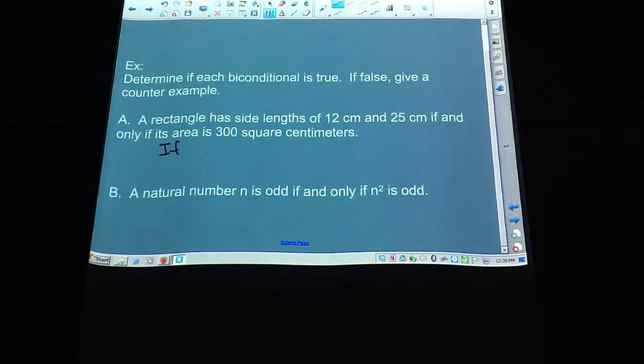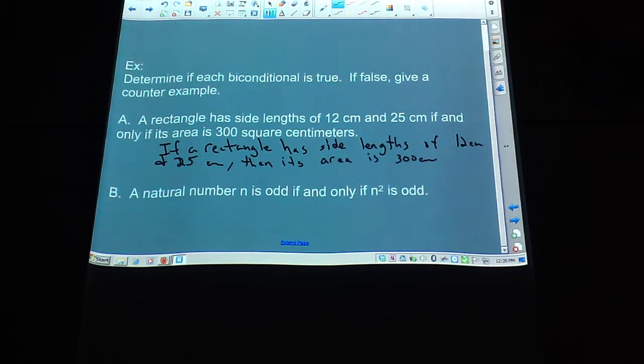original conditional statement would be true, which is if a rectangle has side lengths of 12 centimeters and 25 centimeters, then its area is 300 centimeters squared. Well, that's true. Remember, if we multiply 12 times 25, we're going to get 300, which is the area formula for a rectangle.